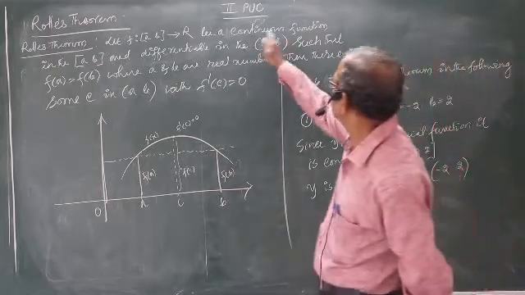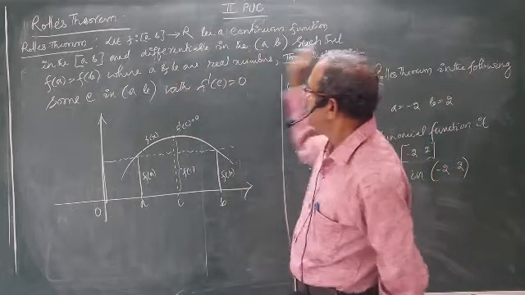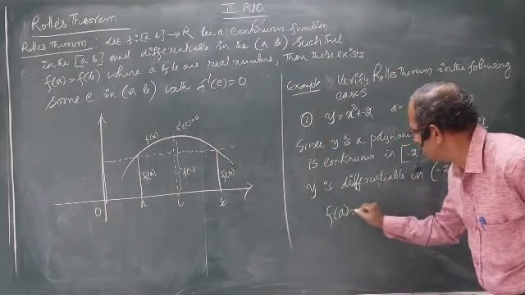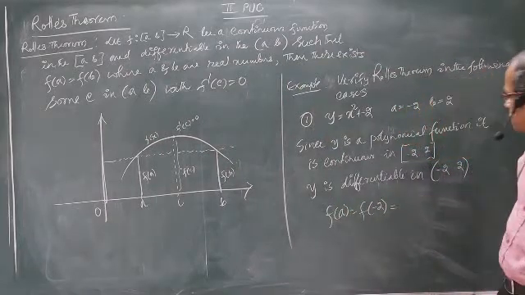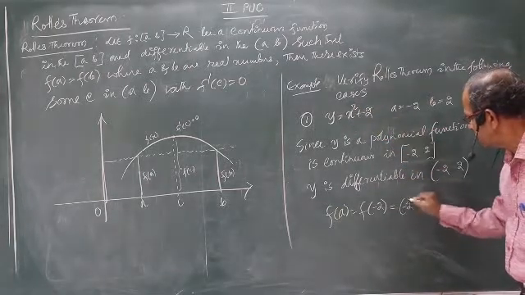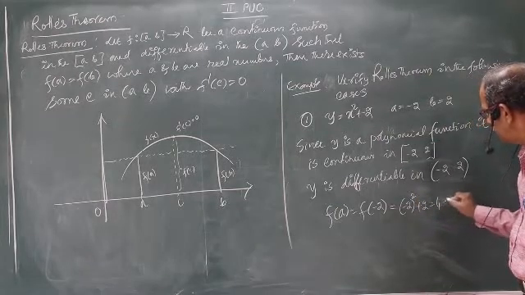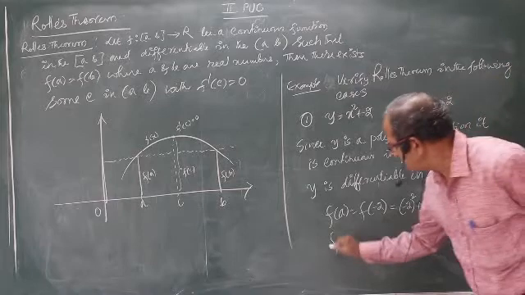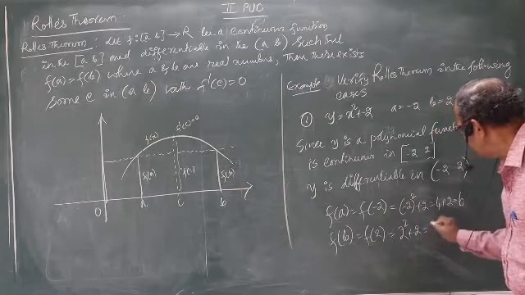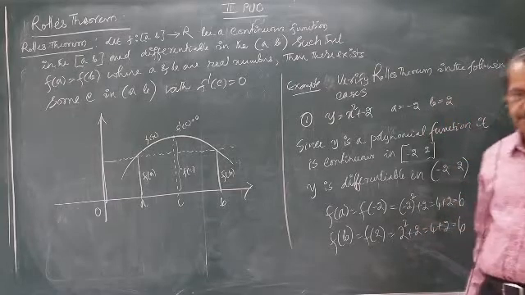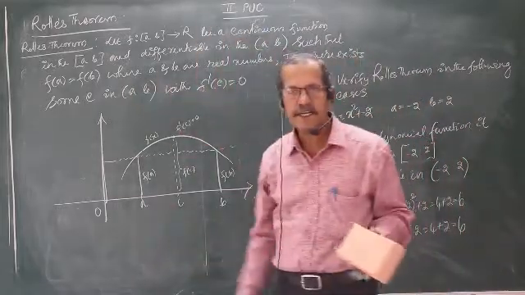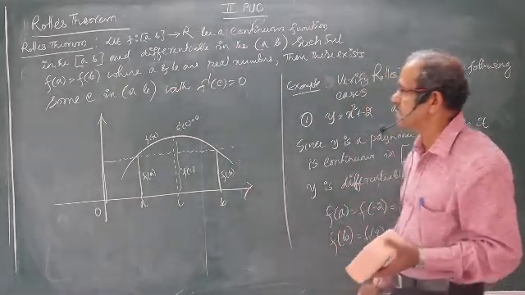Two conditions were written: continuous function, differentiable, and f of a equal to f of b should be there. f of a equals f of minus 2 equals minus 2 square, 4 plus 2, 6. f of b, 2 square plus 2, 6. Same thing, you know. Yes. All the required conditions are satisfied.